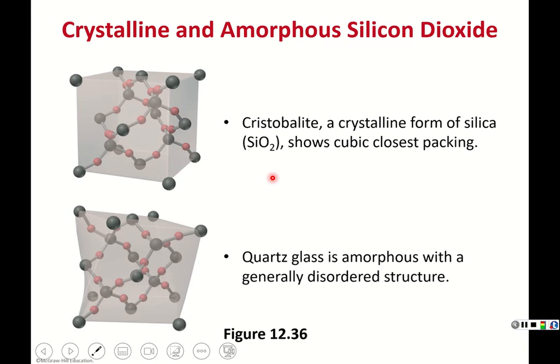We have the comparison between crystalline and amorphous silicon dioxide. A certain molecule like silicon dioxide can have a case where it's a crystalline form or amorphous. Okay, the mineral cristobalite is the crystalline form of silica, which is silicon dioxide, and it uses cubic close packing in its unit cell. Quartz is the amorphous form of this, and it has a generally disordered structure.